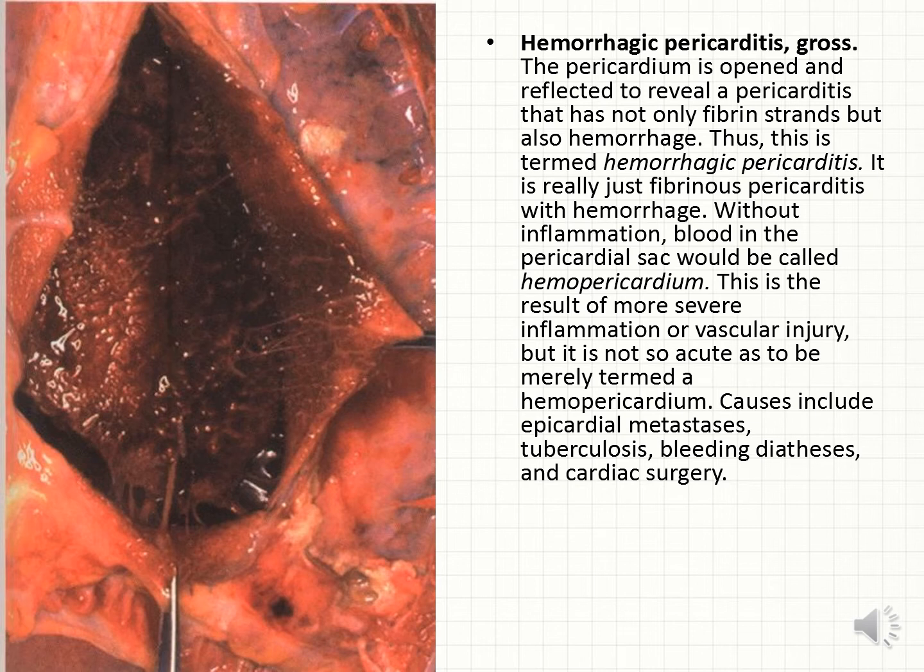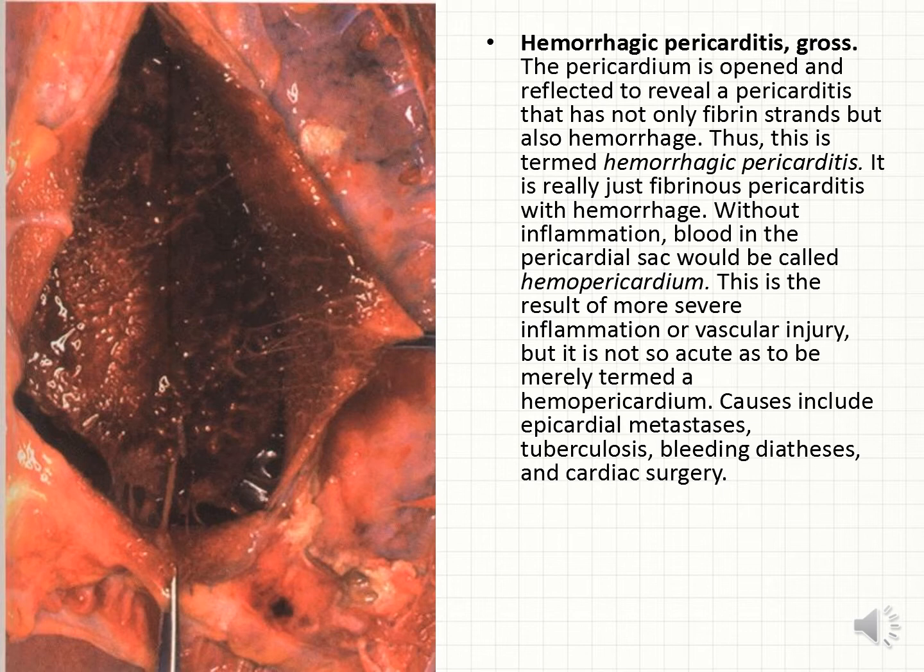Now here you see hemorrhagic inflammation, an example of hemorrhagic inflammation. Pericardium, pericardial sac, you see dark brownish reddish exudate. The pericardium is opened and reflected to reveal a pericarditis that has not only fibrin strands, here you see tiny whitish strands, here they are, strands of fibrin, but also a lot of hemorrhages.